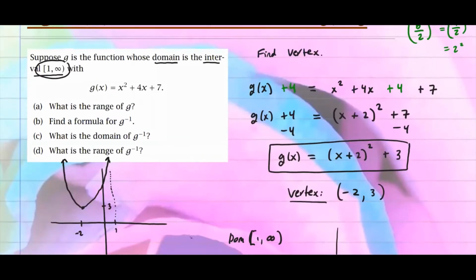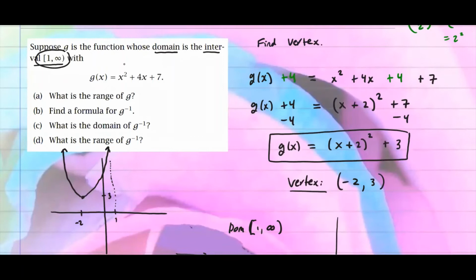So the graph that we're zooming into is only this part. When you plug 1 into the function right here, we get 1 squared, that's 1, plus 4 times 1, plus 7, which is 12. So we know that the function at 1 is 12.